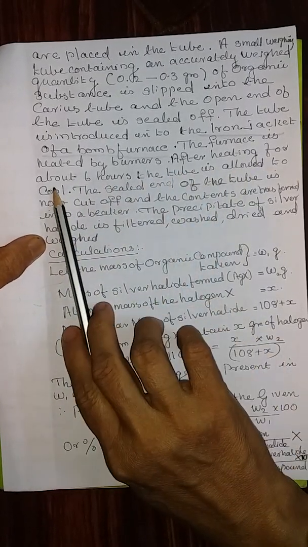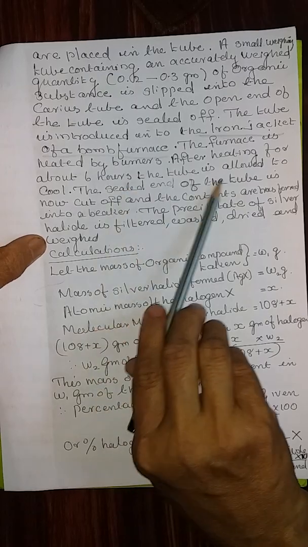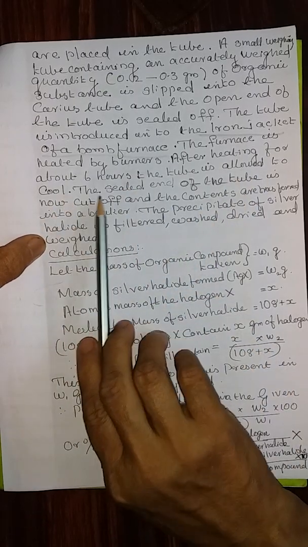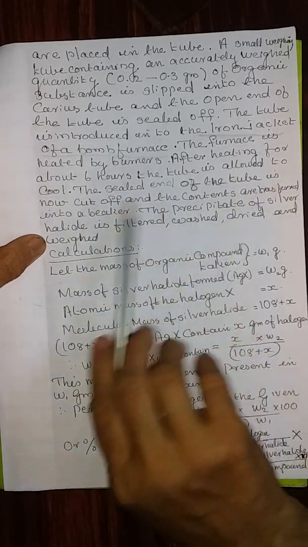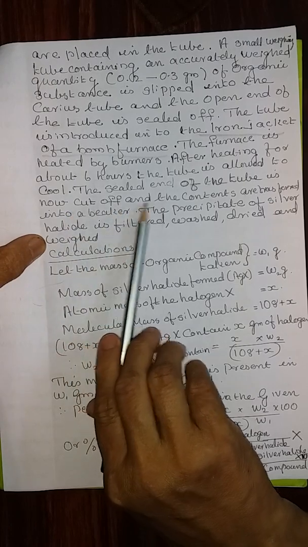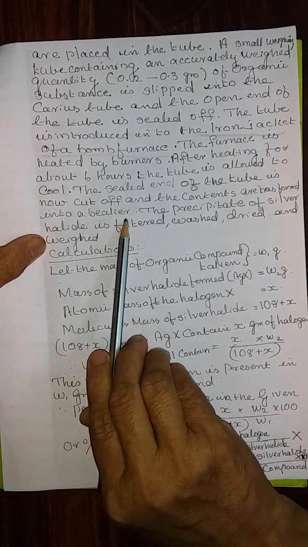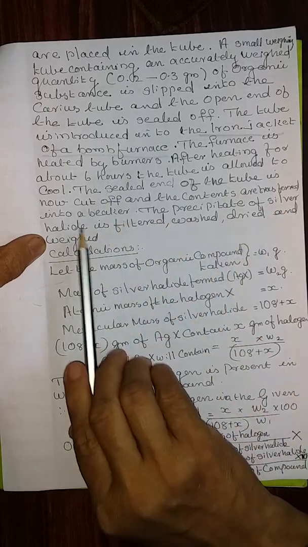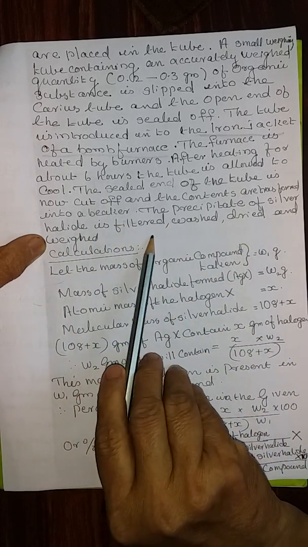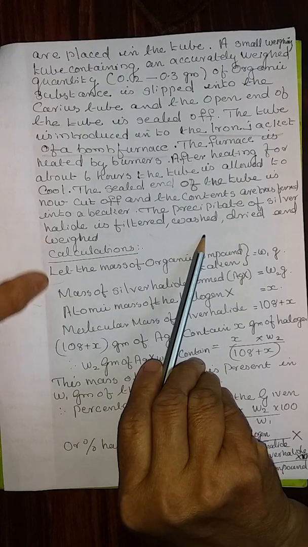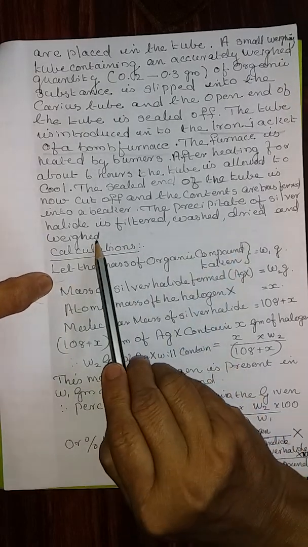After heating it for about 6 hours, the tube is allowed to cool. The sealed end of the tube is now cut off and the contents are transferred into a beaker. The precipitate of silver halide is filtered, washed, dried and weighed.